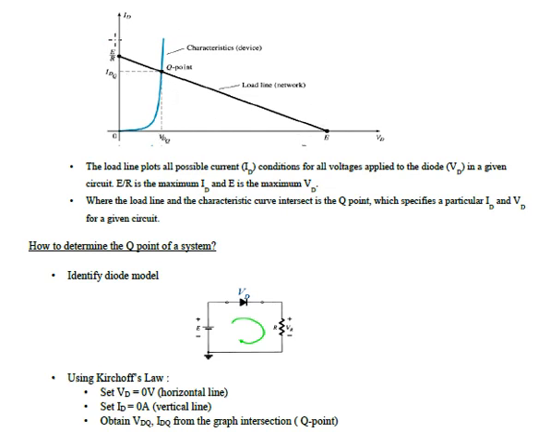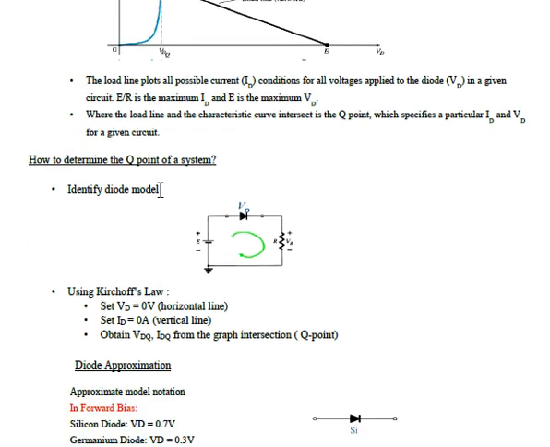So when a diode operates at a certain load line and at a certain characteristic graph, the two graphs will intersect each other, and the intersection point is called the Q point, corresponding to a certain current and voltage that defines the operation of a certain diode. As you can see here, this graph is a graph of voltage versus current.